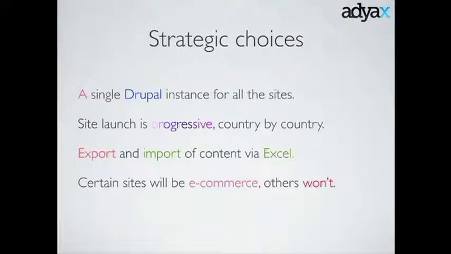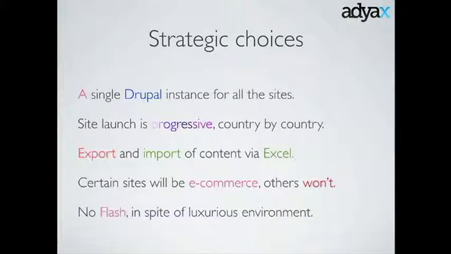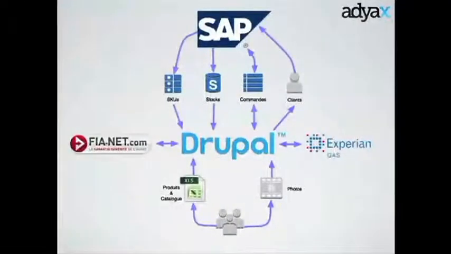And of course, some of the websites are e-commerce, so you can buy. Some of them are not. You can see the price and add to the wish list, or some of them don't even show the price. So, well, we have to add these kinds of things. And of course, no Flash, and we have this luxury HTML5 animation all around. So this is basically a very classical architecture.